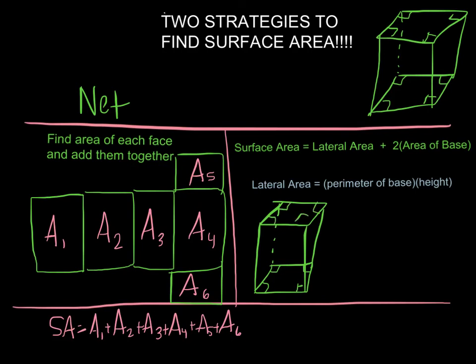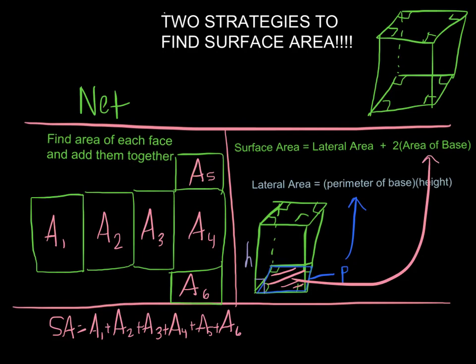So the lateral area, this would be the perimeter of the base. Let me get another color. Here's my height. It makes a right angle. So you would have to find the perimeter of the base times the height. That would give you the lateral area. And then you would only find the area of the base. So you'd find the area of this shape right here. And that would be multiplied by 2 because there are 2 areas.